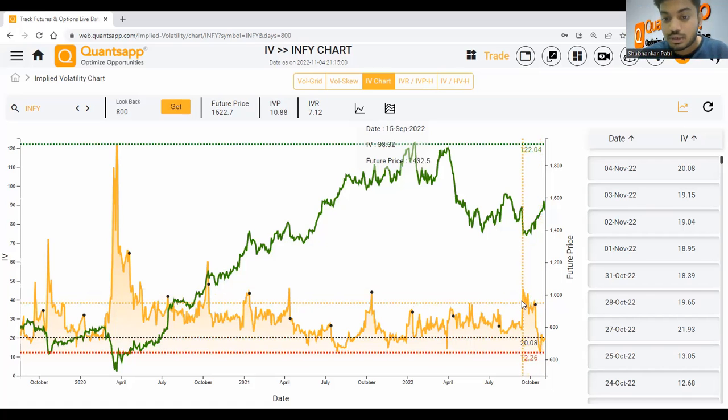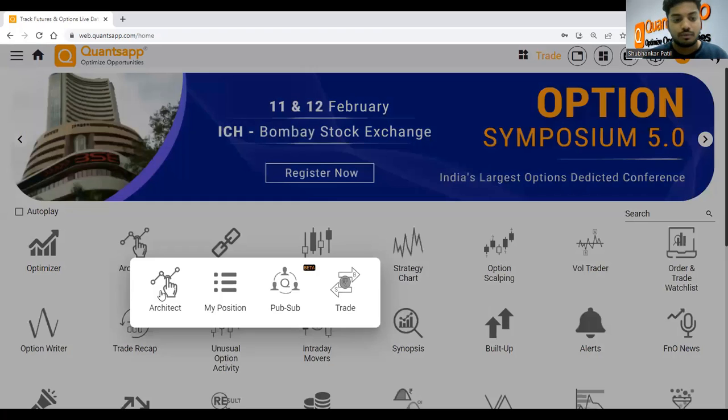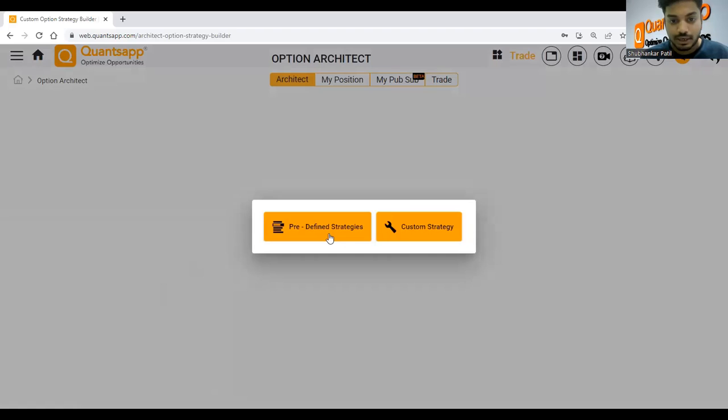Similarly, if the IVs are at the upper extreme, you will look for an opportunity to sell options. But if you have a direction, let's say you are planning to take a directional trade, you can convert these into a spread. Let's say IVs are at this point and you want to take a bearish trade here, you can convert a long put into a bear put spread, so that you don't lose out a lot on IVs. So those are the two strategies you can use. Very simple strategies. You can create them in Option Architect.